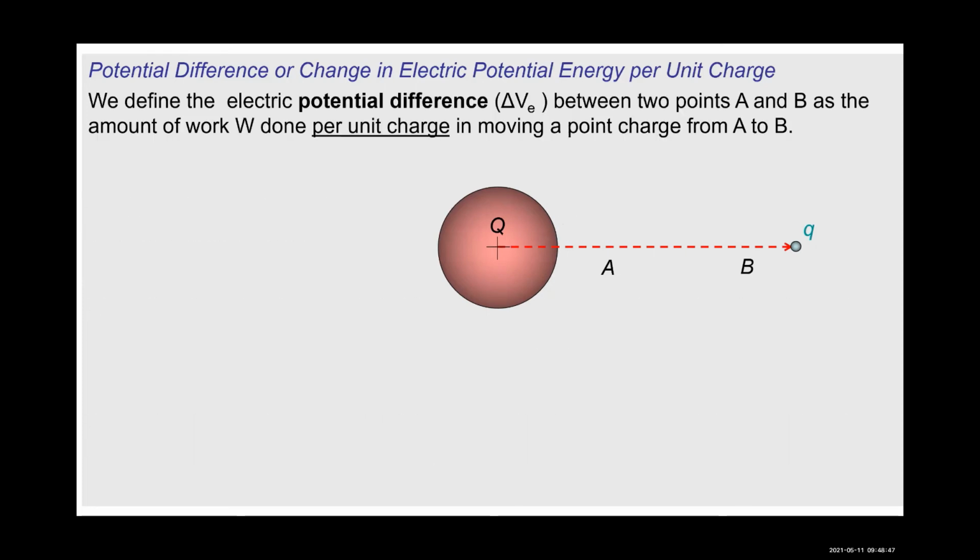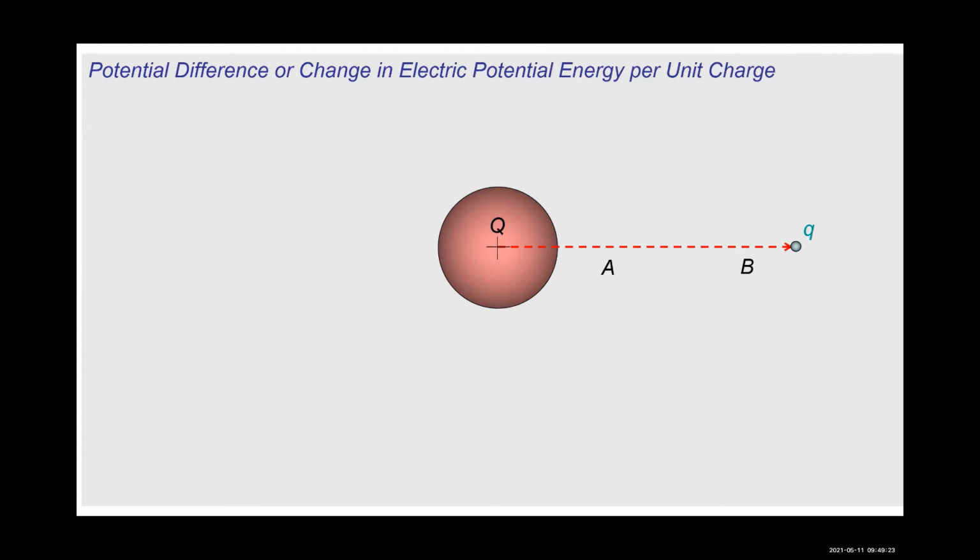So we have this concept that we call electric potential difference. And remember, the triangle is delta, and the capital V is commonly used for potential, and then the lowercase e signifies it as being electric. The definition is that the electric potential difference between 2 points is the amount of work done per unit charge in moving a point charge from A to B. Again, it's the amount of work per unit charge to move Q from A to B.